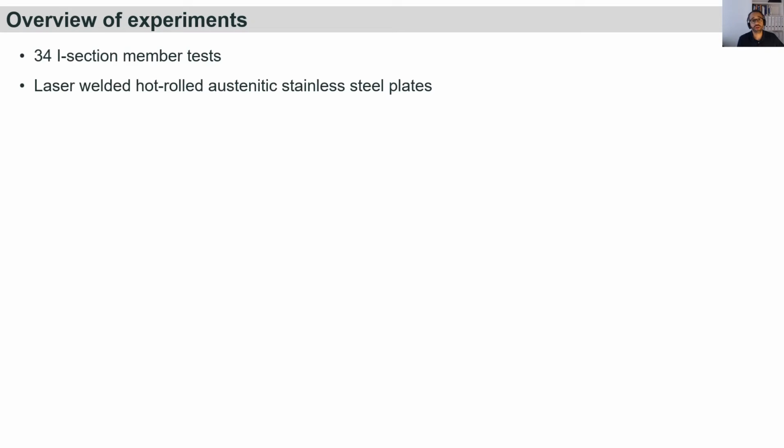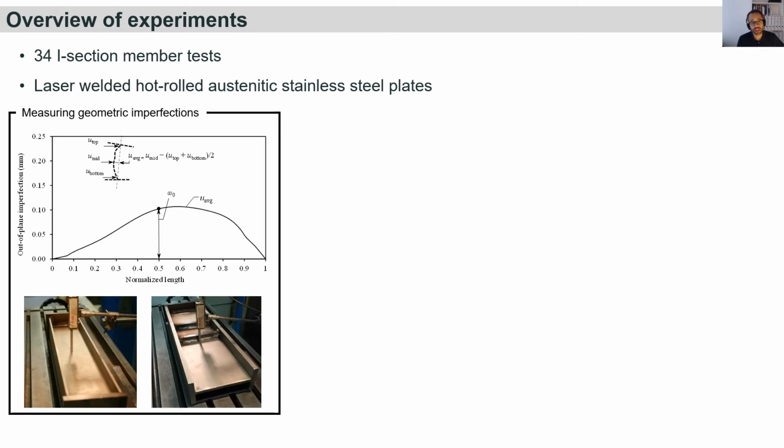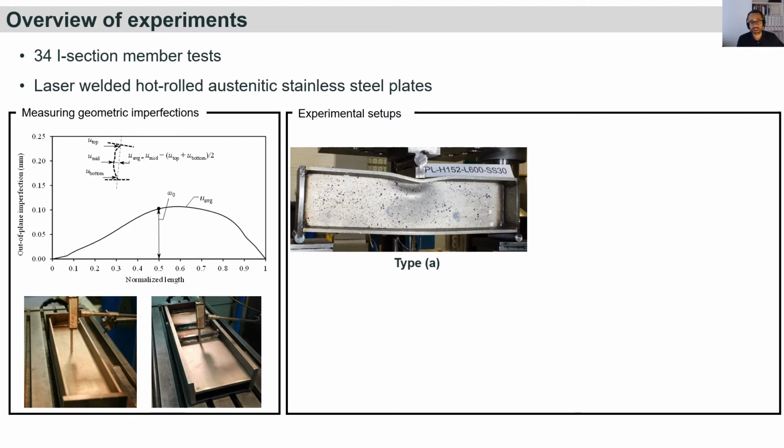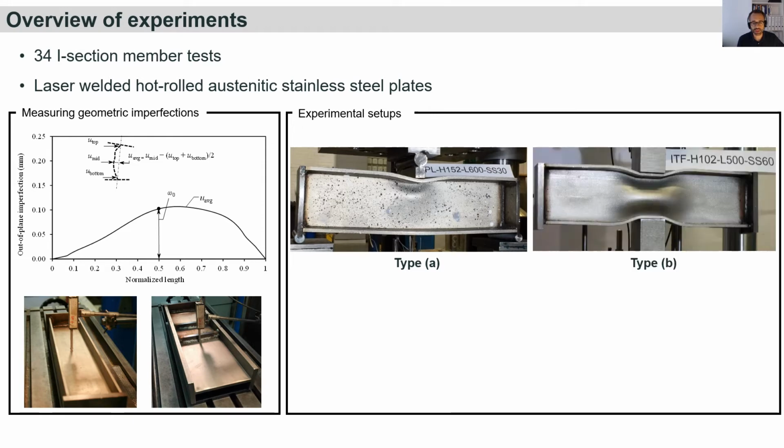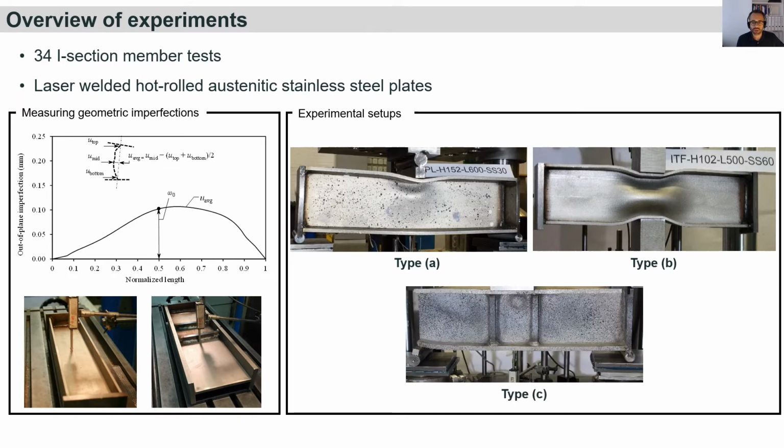So in total, 34 I-section member tests were conducted, members made of laser welded hot rolled austenitic stainless steel plates. Before the tests, geometric imperfections and dimensions of each single specimen were taken. This is the experimental setup for type A loading, so a three-point bending test with rollers at the end that allows free horizontal movement. This is the test setup for type B loading, quite straightforward, and for type C loading, when you apply the load on the top of the beam, three-point bending again, but the failure happens in one of the supports.